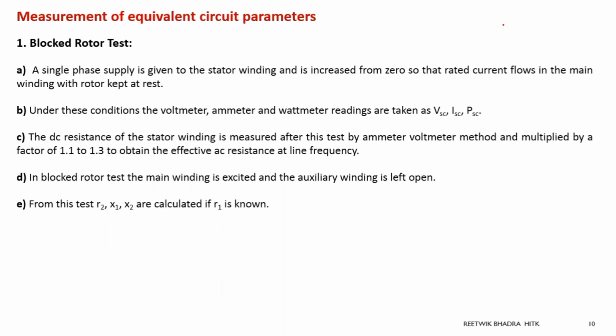Now what happens in the blocked rotor test? What do you do? You block the rotor, right? That means it is a short circuit test, so maximum current should flow. So now what will happen when you block the rotor? The rated current should flow through the ammeter. And three instruments are required, you know: one is a voltmeter, one is an ammeter, one is a wattmeter.